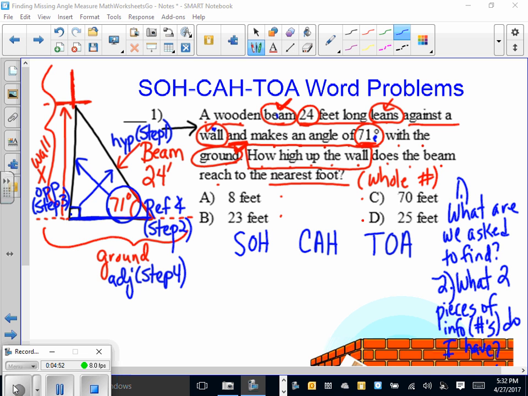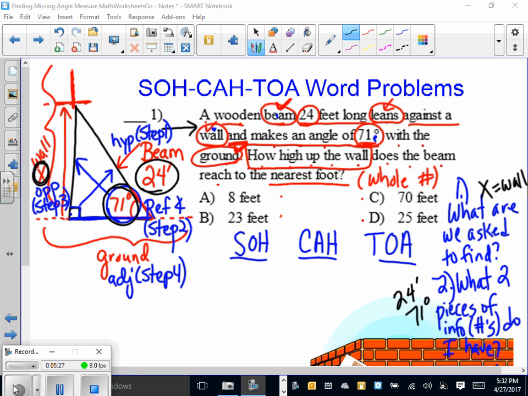Okay? So that's going to tell me which one of these 3 I need to pick. So if we look at the problem, we know from the problem that we're asked to find how far up the wall we go. So that's x. So what are we asked to find? This is from the wall. Okay, x. What two pieces of information are we given? We're given that the reference angle is 71 degrees, and we're given that the beam is 24 feet. Those are our two numbers.